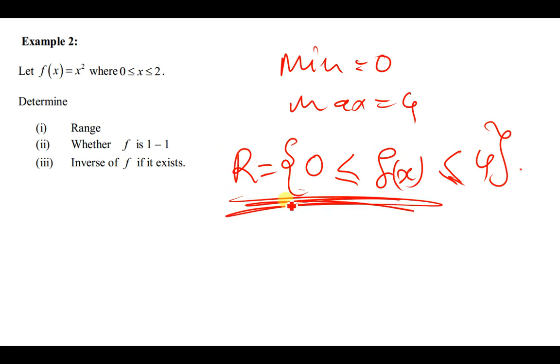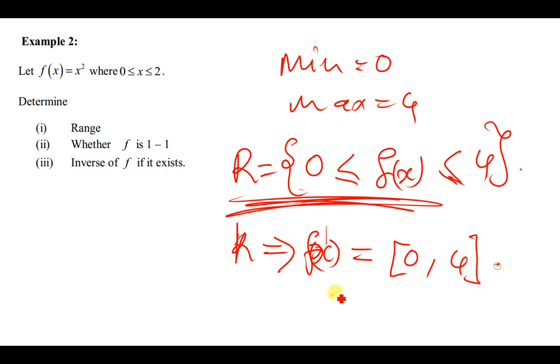Alright, so the other way you can write the range, you can just say r implies that f of x is equal to, you write this in interval notation, meaning we are saying we're closing at 0, comma, we close at 4. It's also correct. And then the other question is asking us to prove whether f is a one-to-one function.